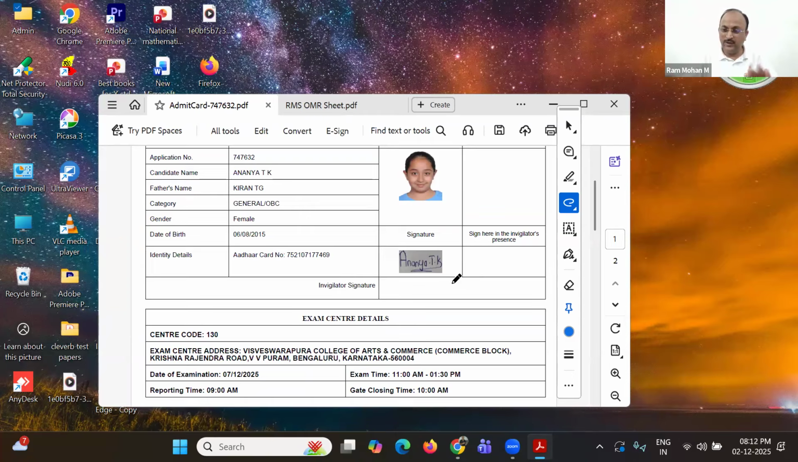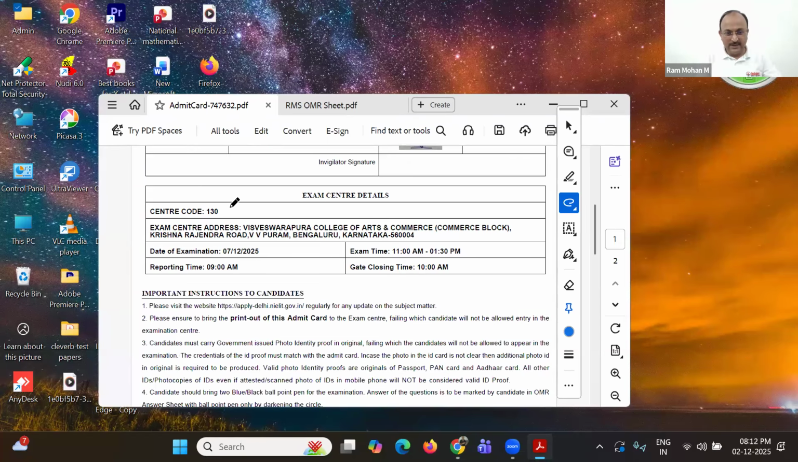Sometimes they will take all your answer sheets and sign them at the end. That is okay. But if they missed only you, you say okay, I will sign it afterwards, meaning you leave it. Now, the exam center code is here. The exam center address is Vishweshwarapura College of Arts and Commerce, Commerce Block, Krishna Rajendra Road, VV Puram, Bengaluru.